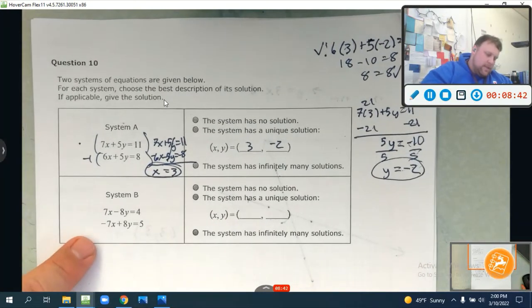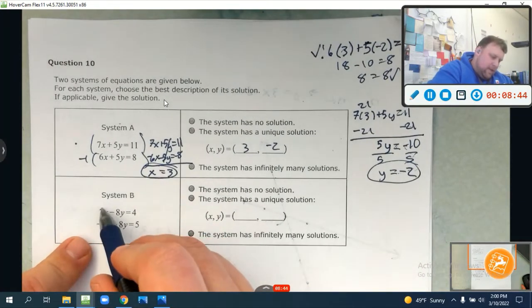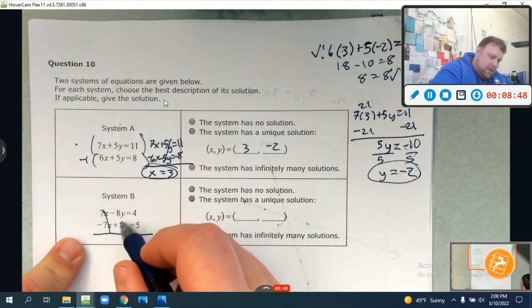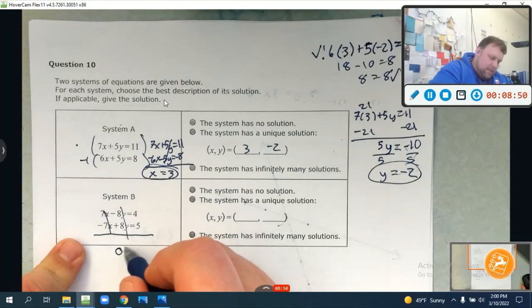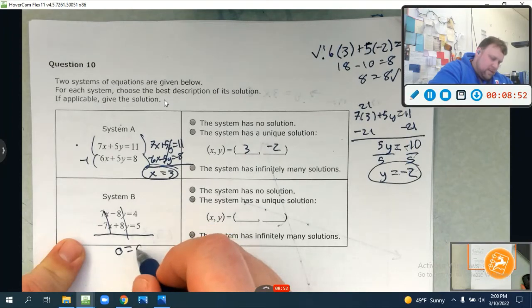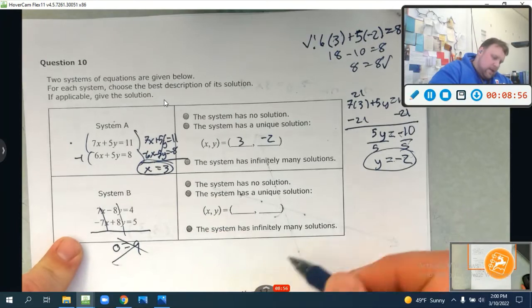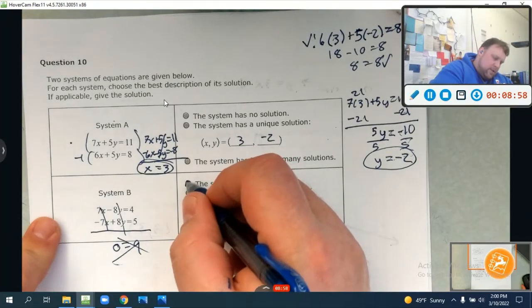Okay, solving this system right here, we notice we already have equal and opposite, so I'm just going to add straight down. That's gone, but uh-oh, so is that. And I'm left with 0 equals 4 plus 5, which is 9. Is that a true statement? Not at all, it's not. The system has no solution.